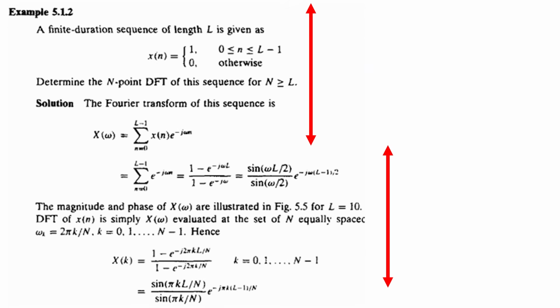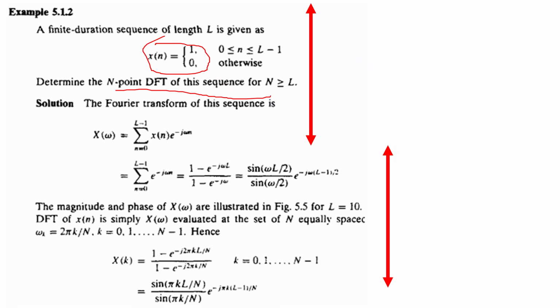Okay, so here is an example. Suppose a finite duration sequence of length L is given as x of n equal to 1. When will it be 1? For n between 0 and L minus 1, otherwise it is 0. Determine the N-point DFT of this sequence. This is your sequence, and we have to find the DFT of this.